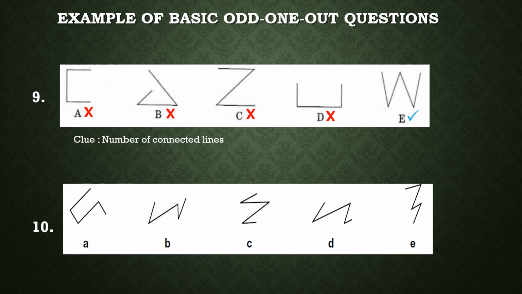So that can be one pattern. So the clue here should be the shape of the lines, and option A is the odd one out because they are in a perpendicular manner, but options B, C, D, and E are following a zigzag pattern.